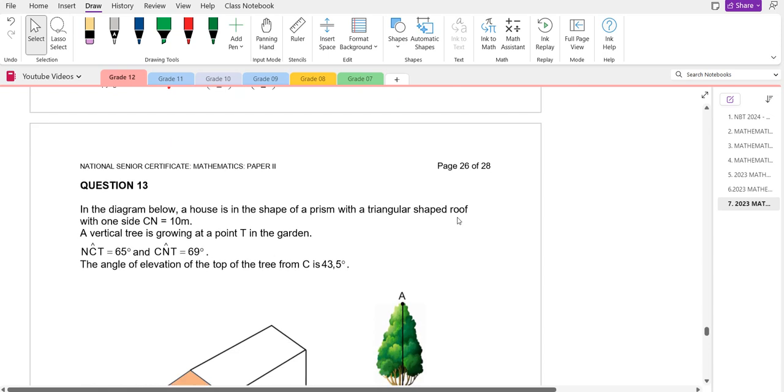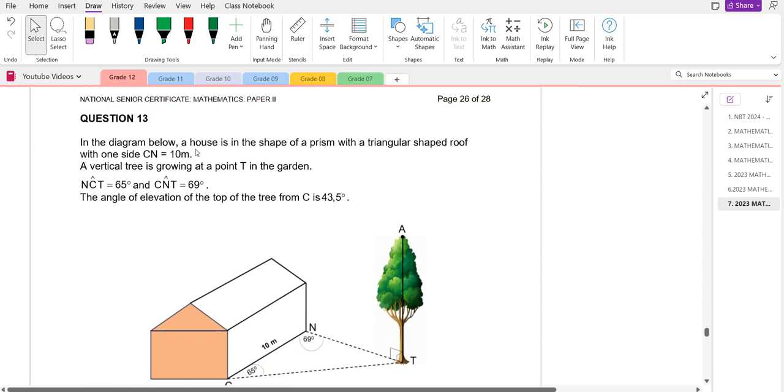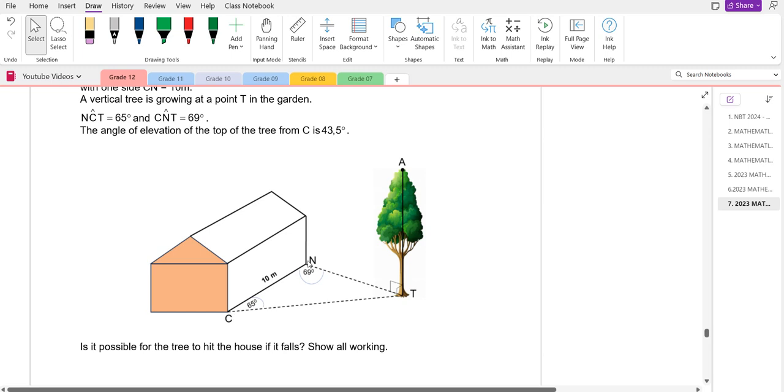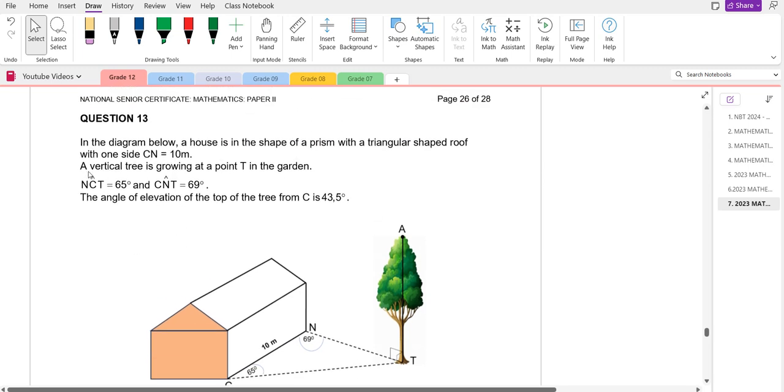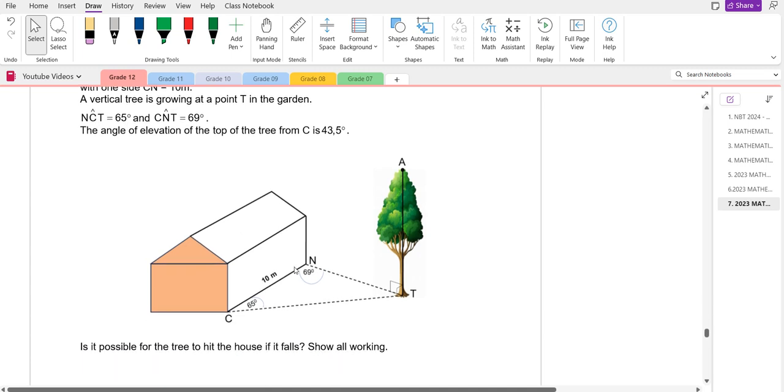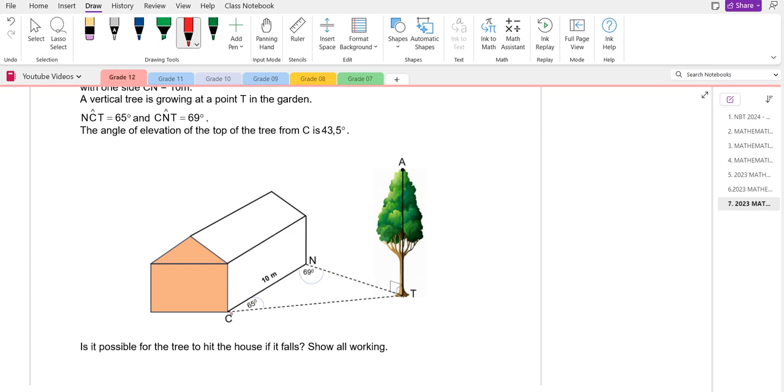Now the last question, question 13. In the diagram below, a house is in the shape of a prism with a triangular shaped roof with one side CN, which is 10. Okay, so that's the house length. A vertical tree is growing at point T in the garden. NCT is equal to 65 degrees. That's 65, that's 69. The angle of elevation of the top of the tree from C is 43,5.